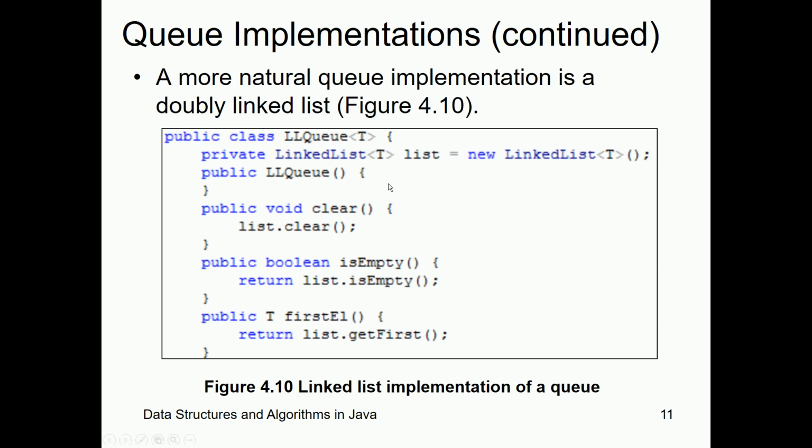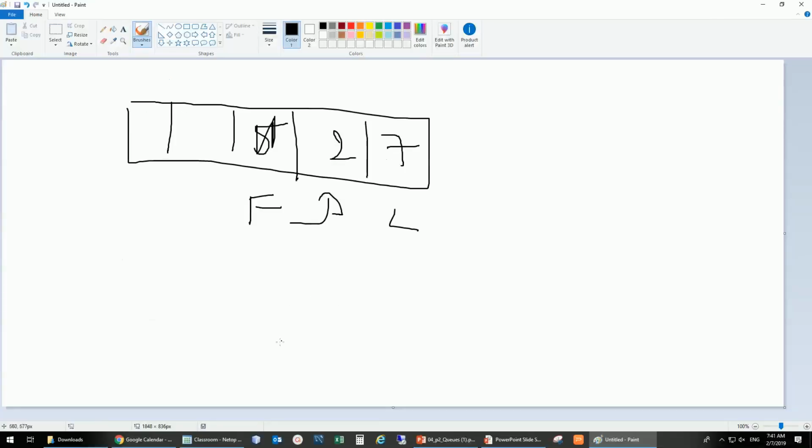Now the linked list implementation is kind of easy. This is the first thing, except now if we look at this, this is the linked list implementation. If the first element is getFirst, that means what? When we enqueue, where do we put things? Now we're talking about linked list.